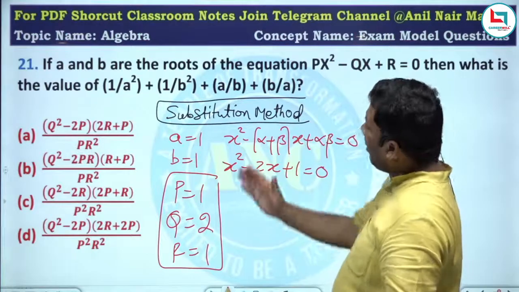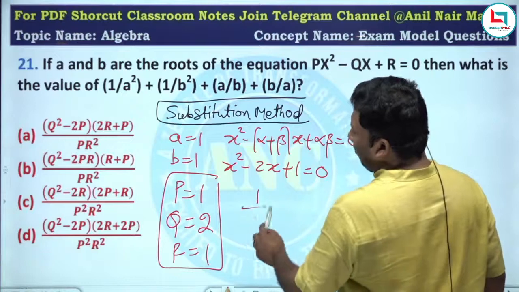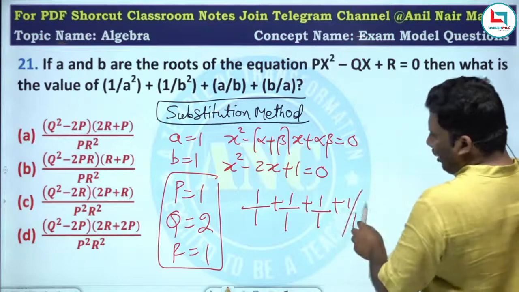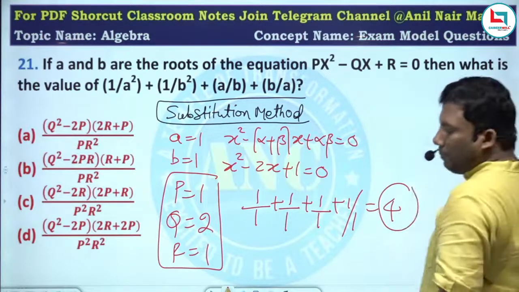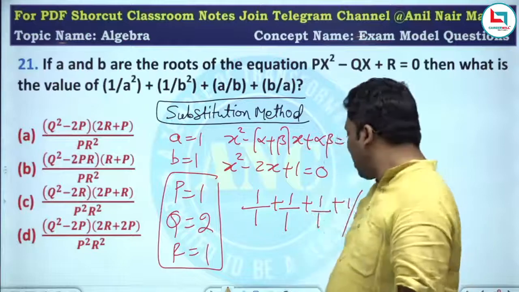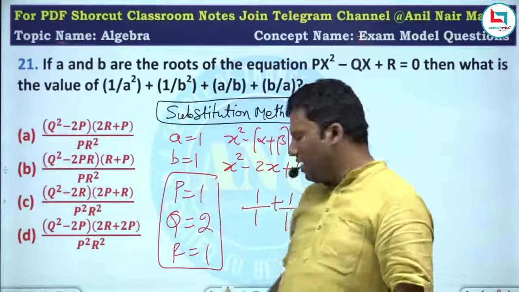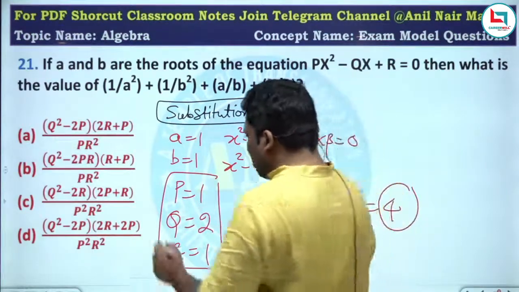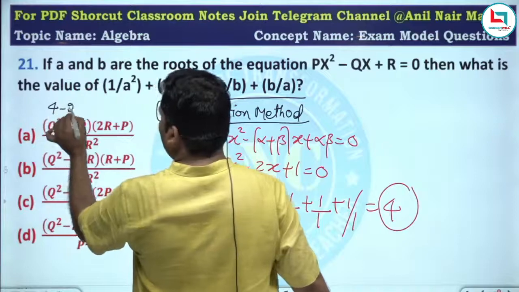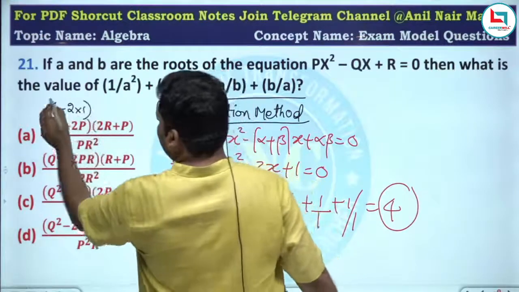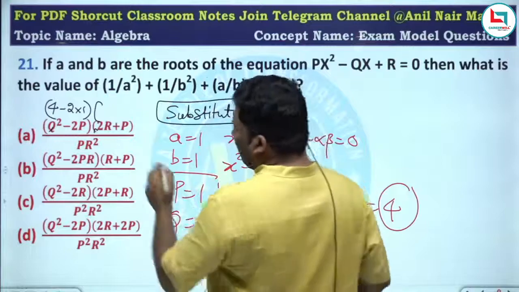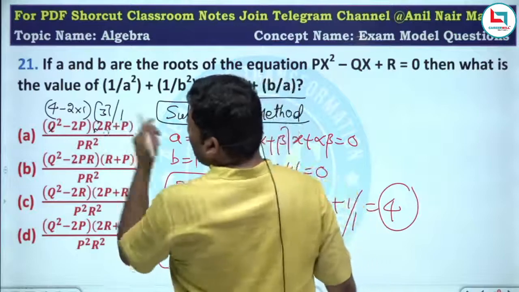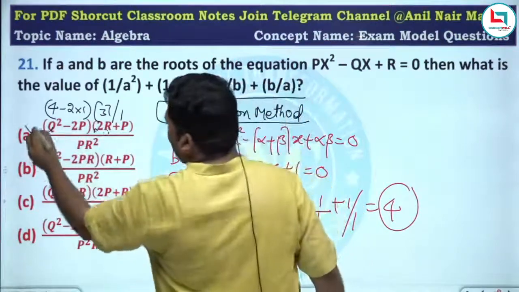This we got. What is the value of 1 by a square plus 1 by b square, plus a by b plus b by a? The answer for p1, q2, r1 should be equivalent to 4. I'll just substitute for the first one. Check it out if you are getting the answer. Use the same process. If q is 2, 2 square is 4. 4 minus 2 into p, which is 1, 2r plus 2, 2 plus 1 is 3, divided by p r square, 1. 4 minus 2 is 2, 2 3s are 6. I need to get 4.